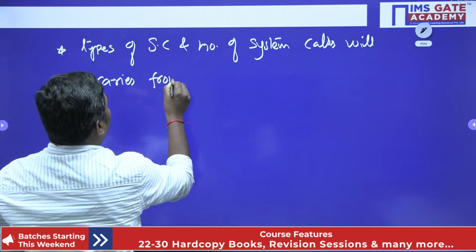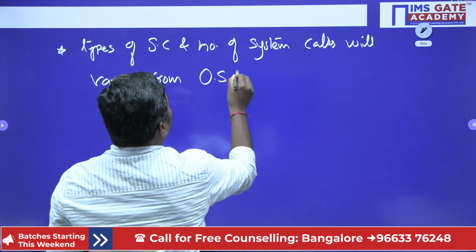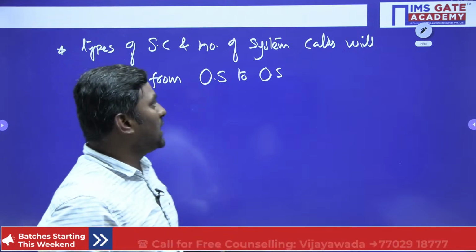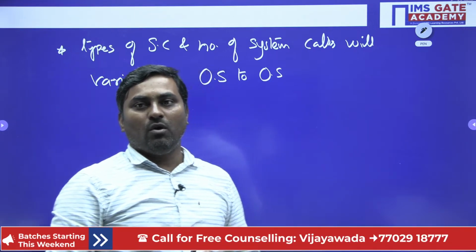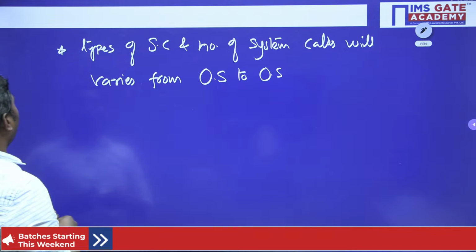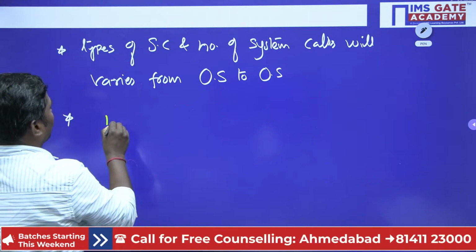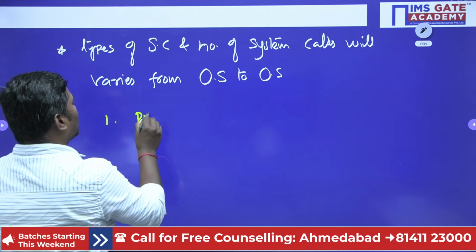Types of system calls and the number of system calls will vary from operating system to operating system. So, the major classification, the major types if you observe, first one is program control system call.